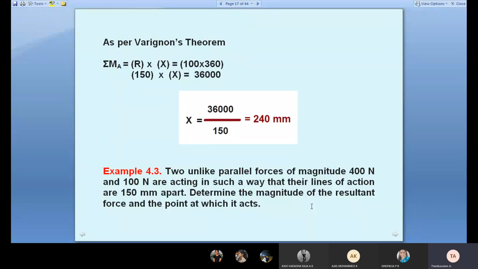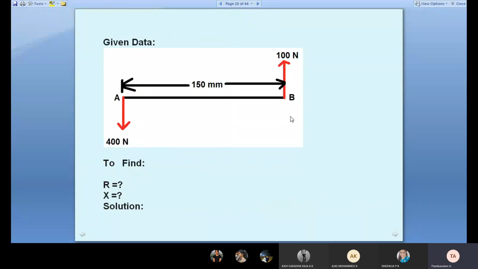So the distance 150 mm is given. I have drawn the diagram. See here, I drew first AB, the distance 150 millimeter. At A point, I have taken 400 Newton downward. At B point, 100 upward.